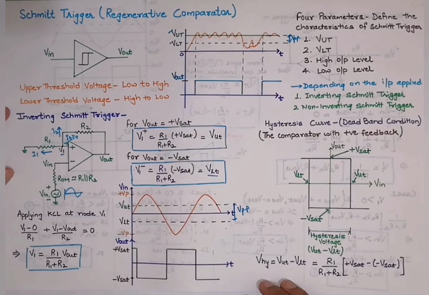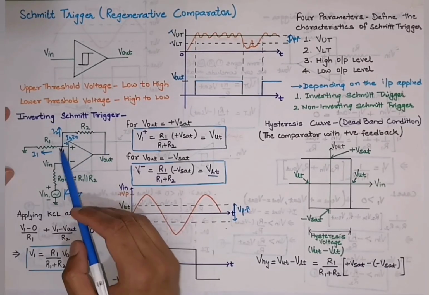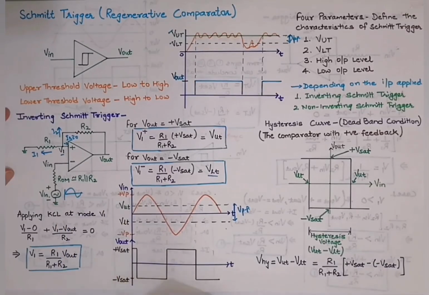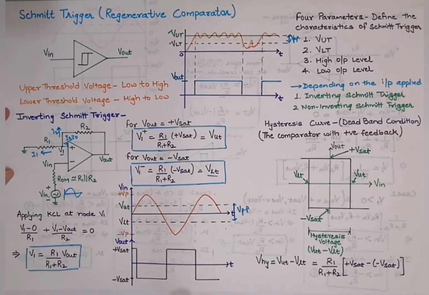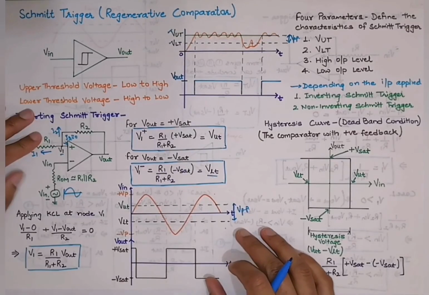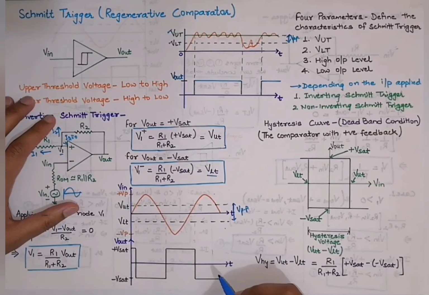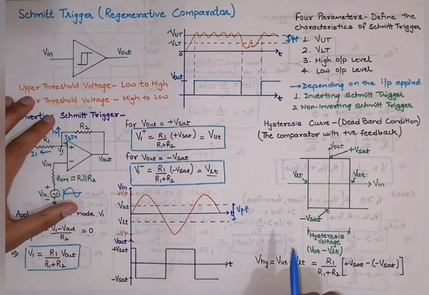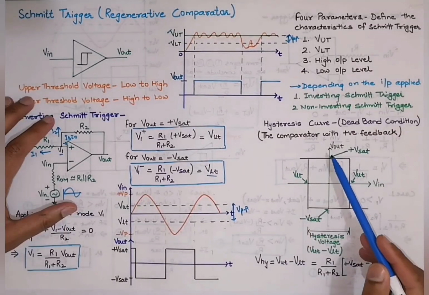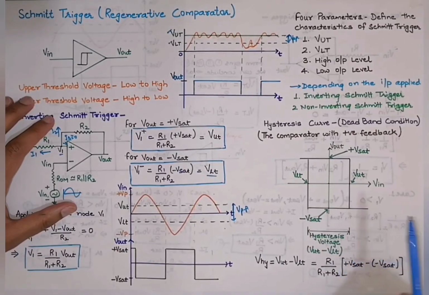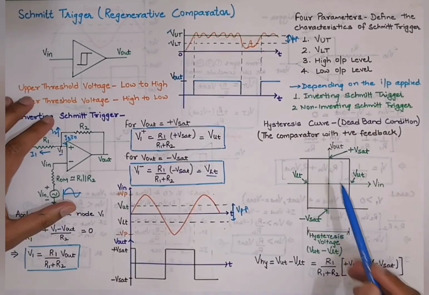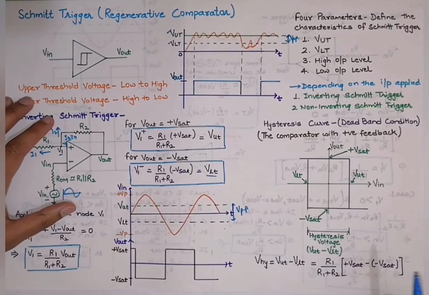Also, second is the hysteresis curve. As this comparator has a positive feedback, it provides us the hysteresis curve, also called the dead band condition. So let's see what that is. Let us assume that our initial output voltage is at plus V saturation. The hysteresis curve provides a curve between the output and the input. We will see what my output will be with the increase or decrease in the input voltage.